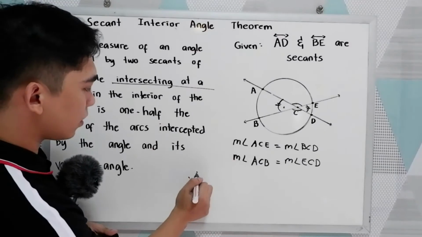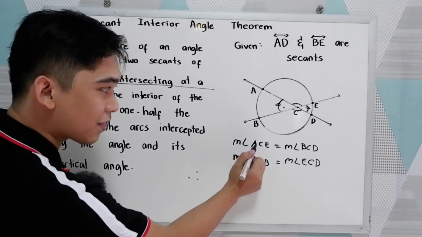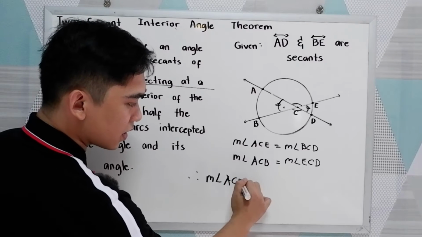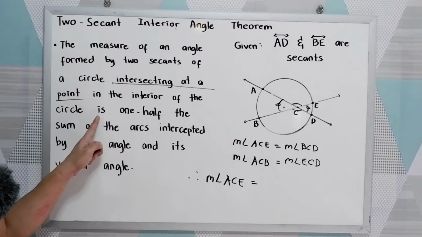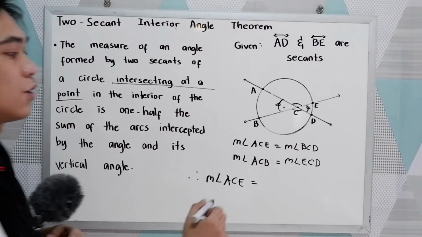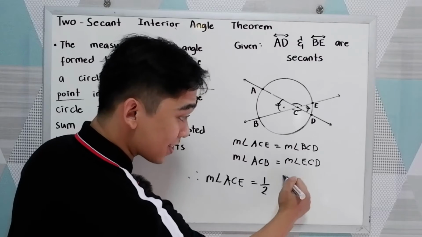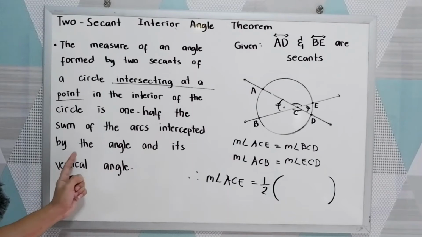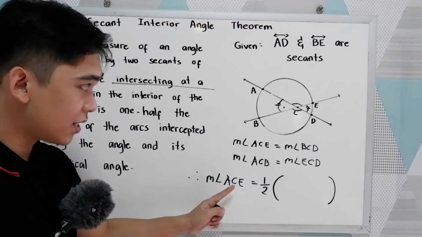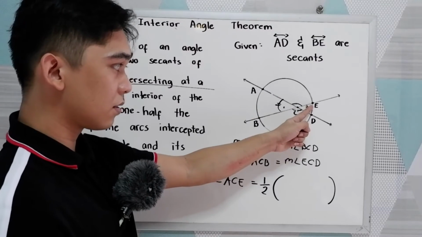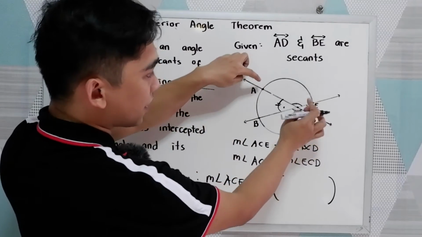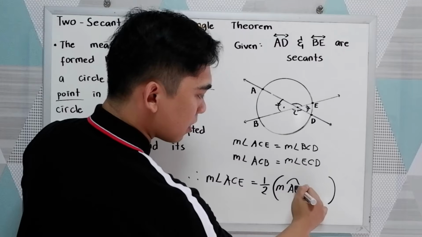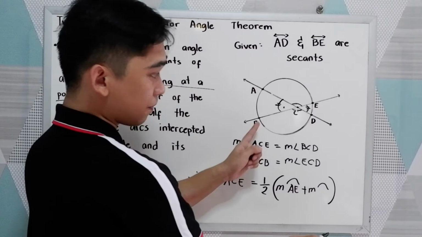Now for our conclusion, to get the measure of the angle, let's say the measure of angle ACE is equal to 1/2 the sum of the arcs intercepted by the angle. So where is ACE? Our arcs are AE, so the measure of arc AE plus the measure of arc BD.